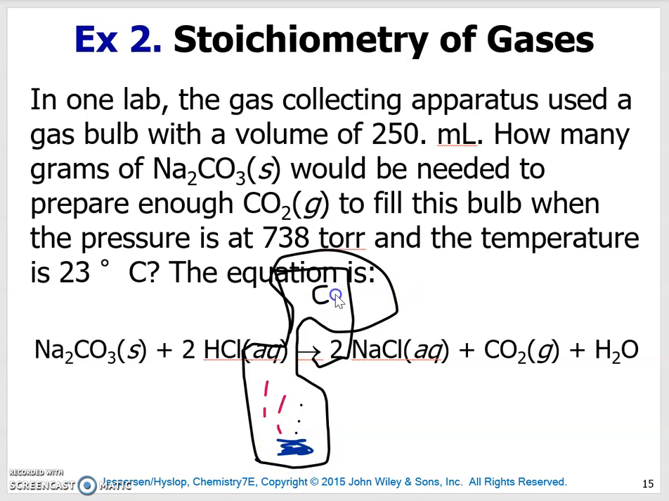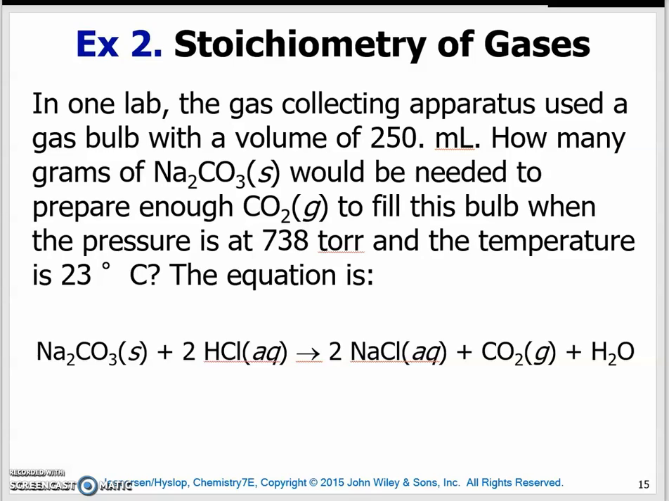So up here we've collected carbon dioxide. Often this will be done where this is filled with water and inverted into the reaction vessel so that we can see when the air starts to fill at the top and it fills the whole bulb. Anyway, so that's the picture. Basically, we're given some information about carbon dioxide that is produced, and we're asked to then find how many grams of sodium carbonate must have originally reacted.